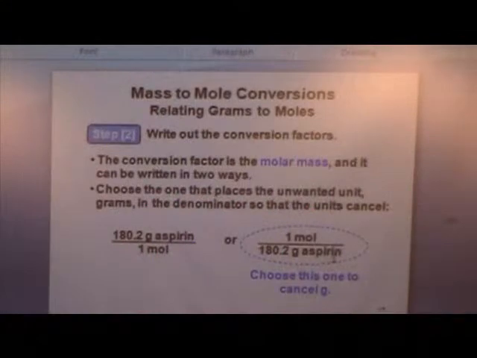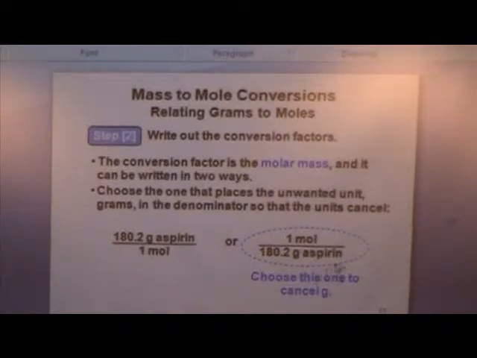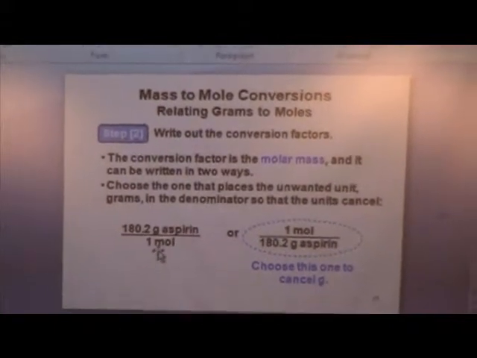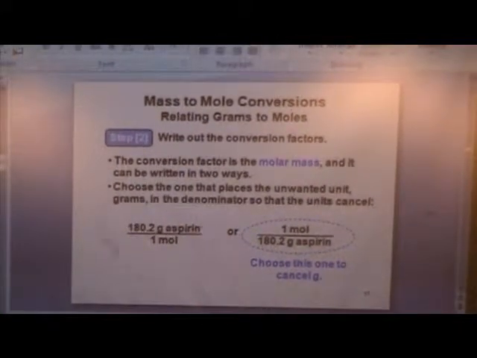and 180 on the bottom. Now if I ask you a question, when do we use this or when do we use this? We have two conversion factors. Which one is greater, this or this? The first one, definitely. The first one is greater than the second one.